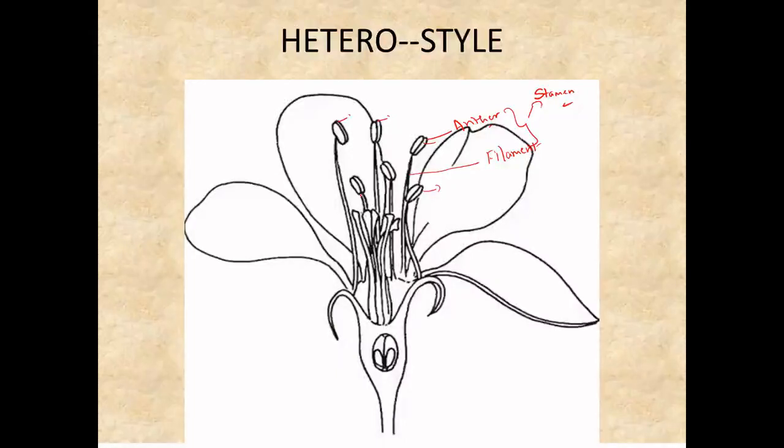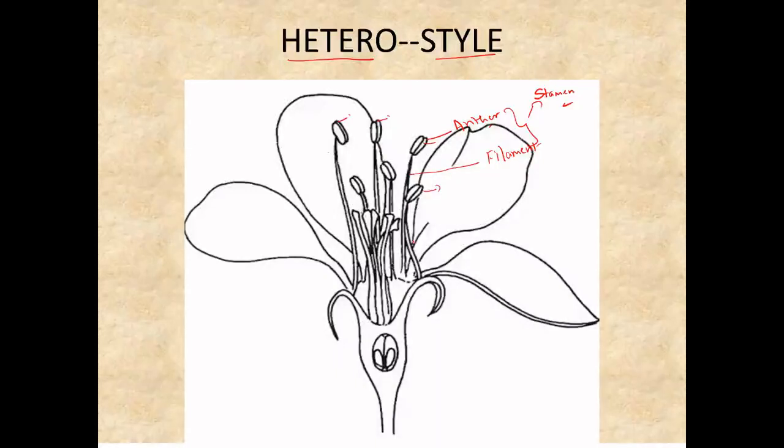So you can see here the different height of the filament in this flower shows the heterostyle condition of a flower. Hetero means different, and style means the length. So the style is of different length over here, and this shows the heterostylic condition. What is the advantage of this heterostyle condition in some flowers? In case of some flowers, this heterostyle condition helps them in pollination and other processes.